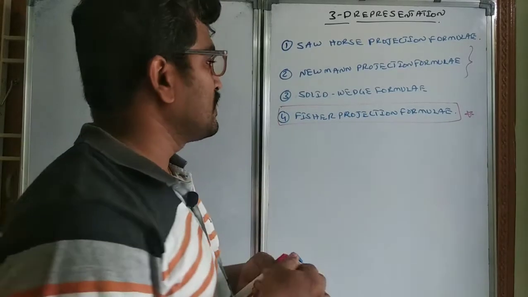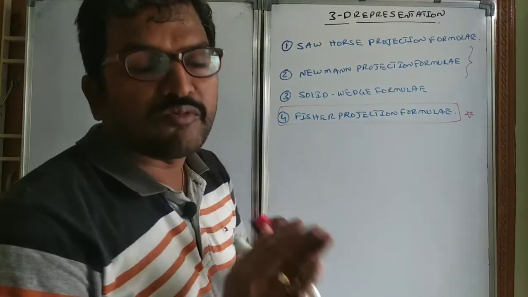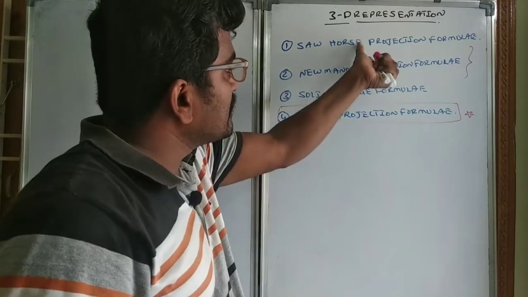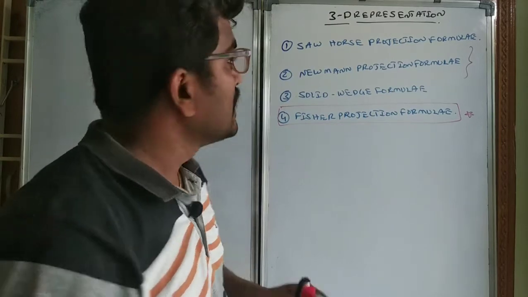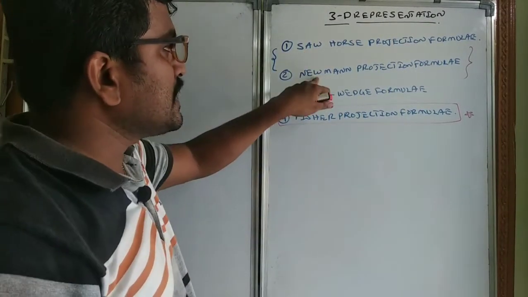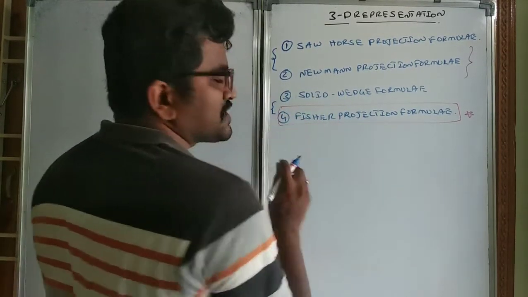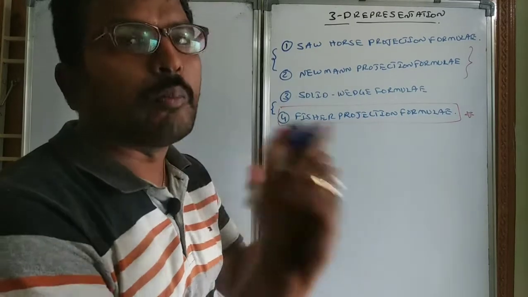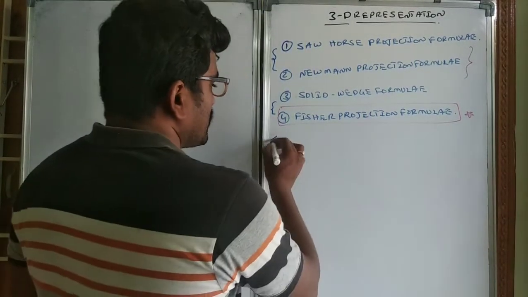So be careful. Actually, conversion of one formula into another formula is a somewhat complicated process. Converting any of these into Fischer projection is a more complicated process. Mostly conversion of Sawhorse into Newman is easy. But converting solid wedge into Fischer projection is somewhat typical. It's not complicated, it's typical to understand. So let me clarify what these things are.